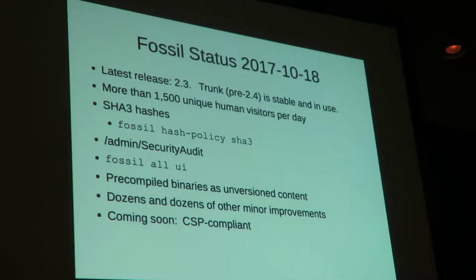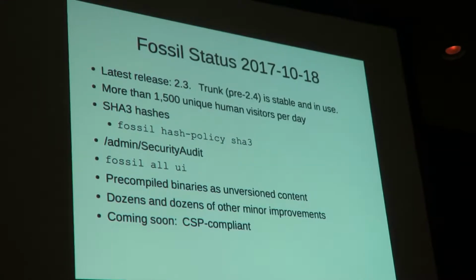The last major release of Fossil was version 2.3, but we keep the trunk usable at all times, and the current trunk, which is kind of a pre-2.4, is in fact the version of Fossil that's running on core.tcl.tk. Typically core, Tcl 2017, and SQLite.org are running the latest trunk version. It stays stable. So that's what's running there.